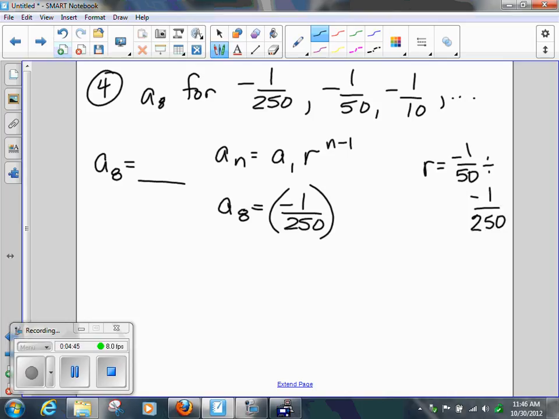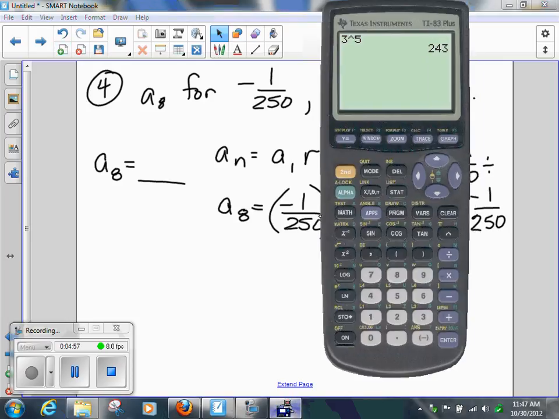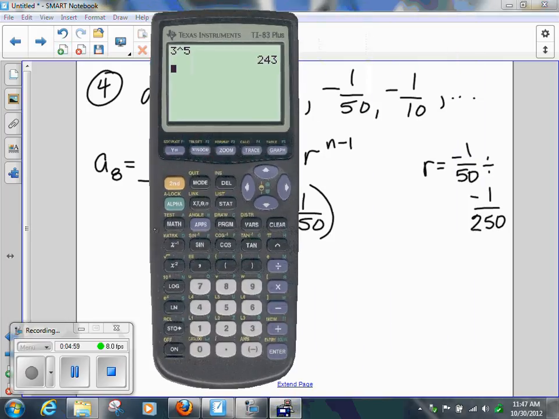Folks, this is all calculator work. Even I use the calculator with fractions, and I am a calculator ninja with parentheses. Now watch what I'm going to do here. Negative 1 divided by 50. Notice I put my fraction in parentheses. Divided by negative 1 divided by 250. You get 5. So my ratio is 5.